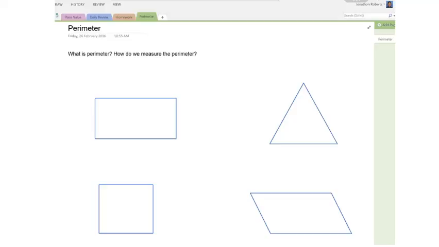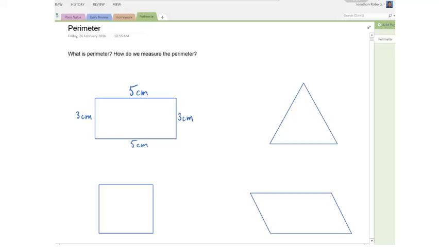How we measure perimeter is different with different shapes, and it depends on how big the shape is. For a small shape like this, we would use our ruler. Now I've gone ahead and measured, and this is 5 centimeters by 3 centimeters. This one here is also 5 centimeters and 3 centimeters.